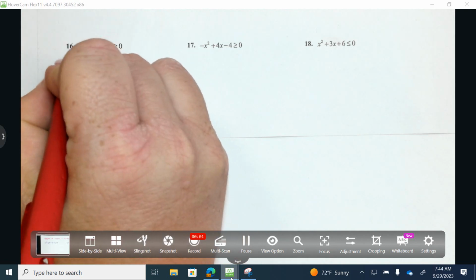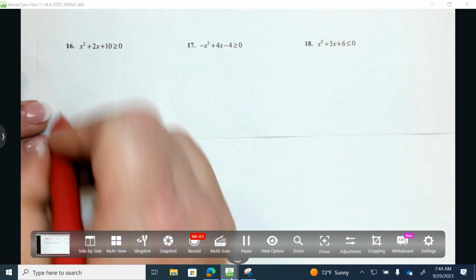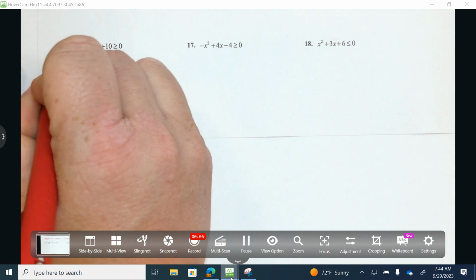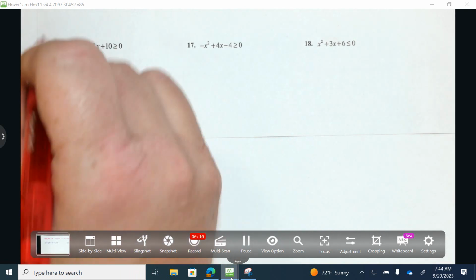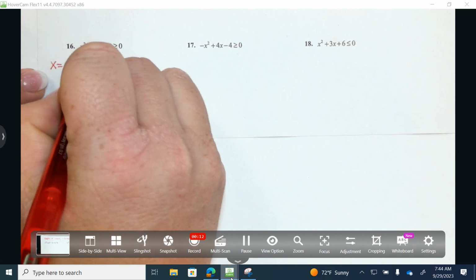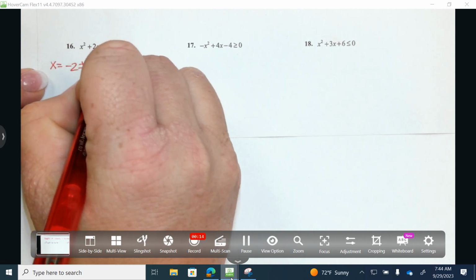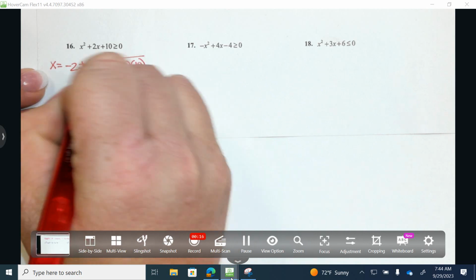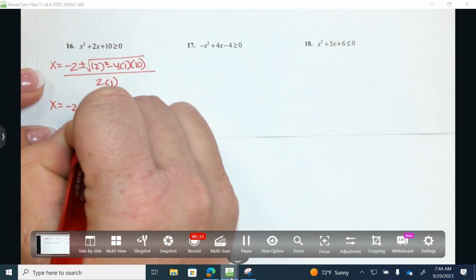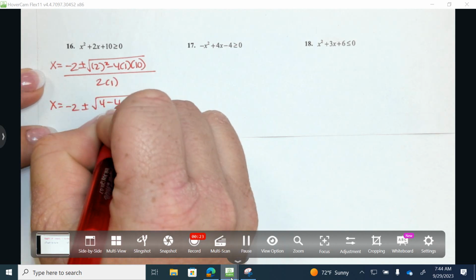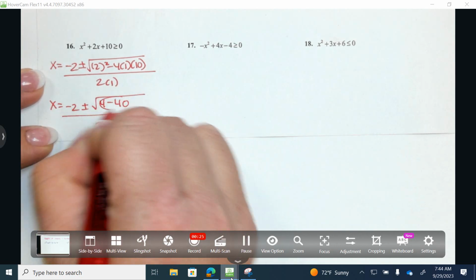So I'm going to start by trying to factor. I recognize this is not factorable. So I'm going to jump right to the quadratic formula in order to identify the critical numbers. x equals -2 plus or minus the square root of b squared minus 4ac, all over 2 times a. -2 plus or minus the square root of 4 minus 40, over 2. That gives me a negative number.